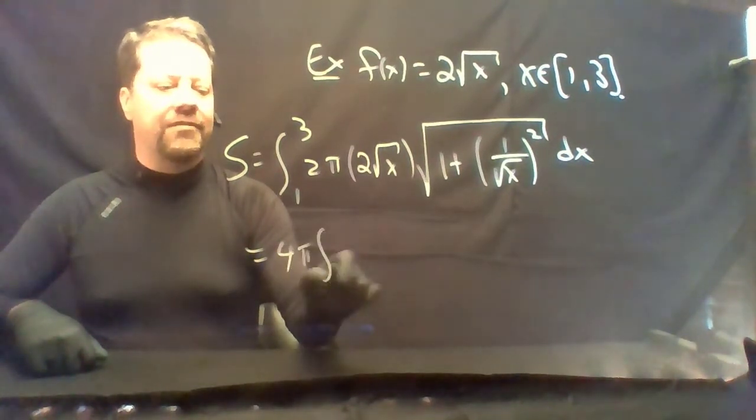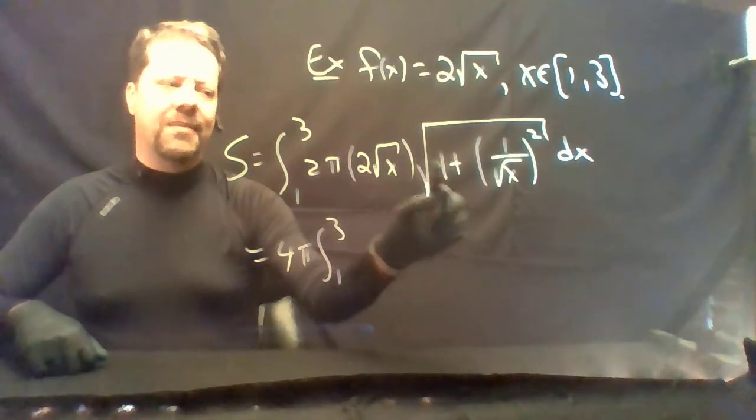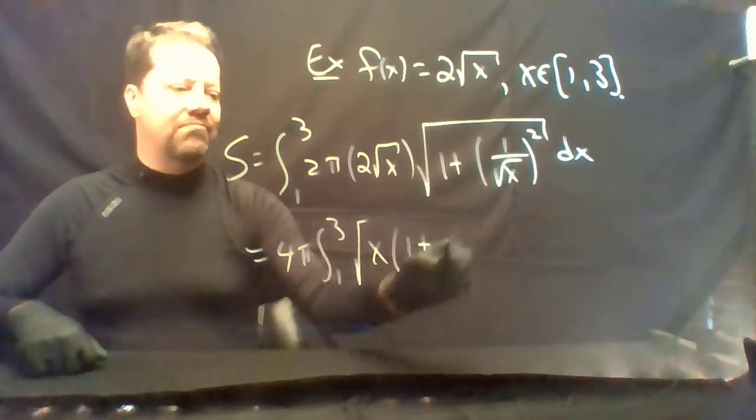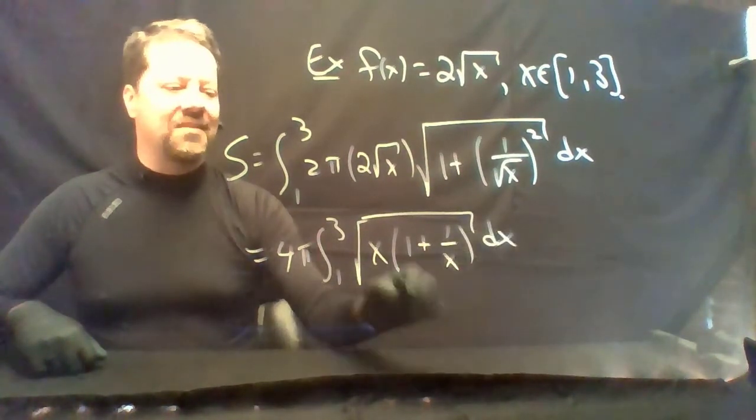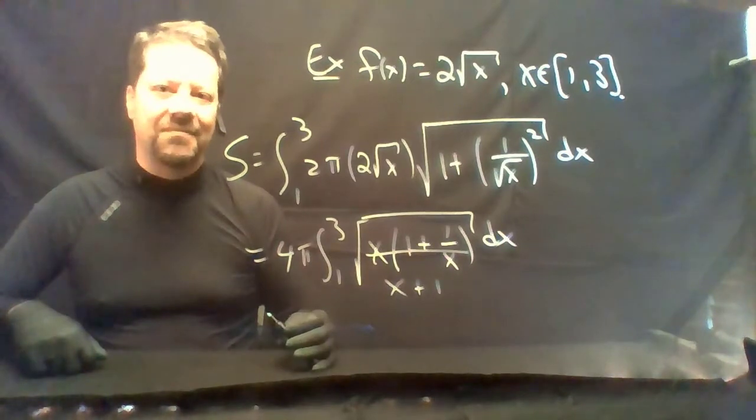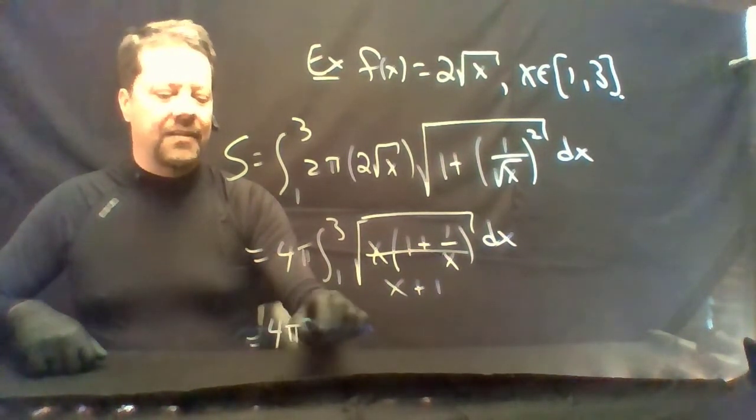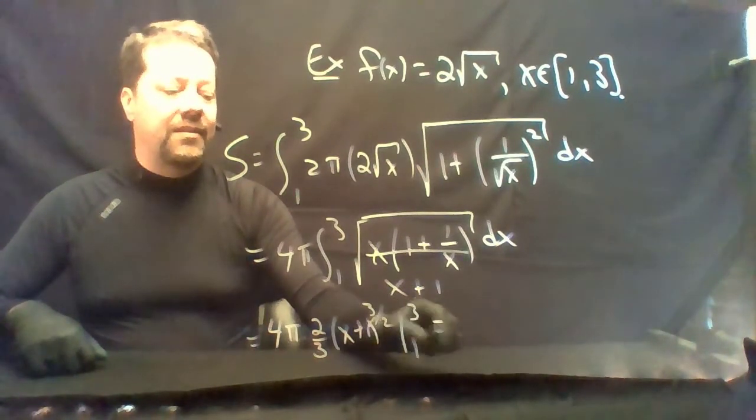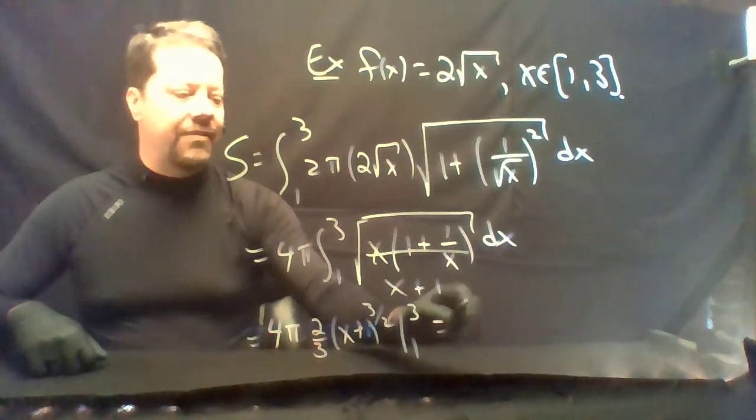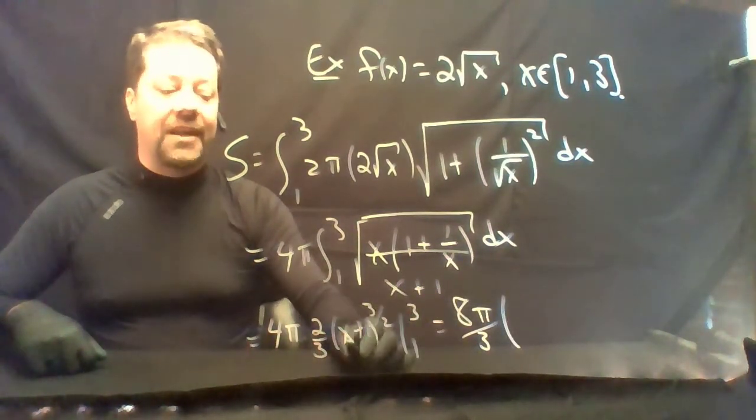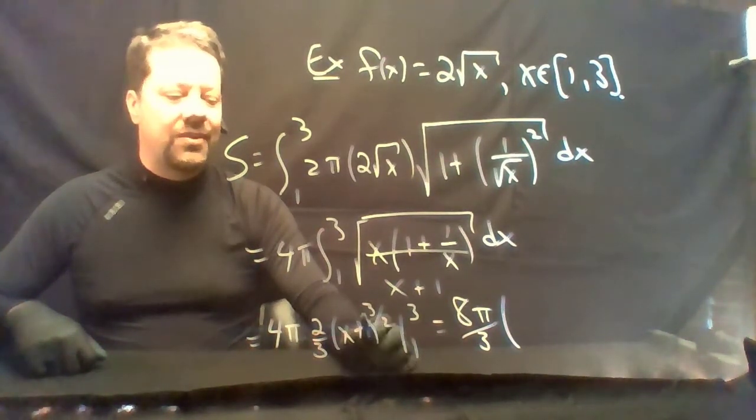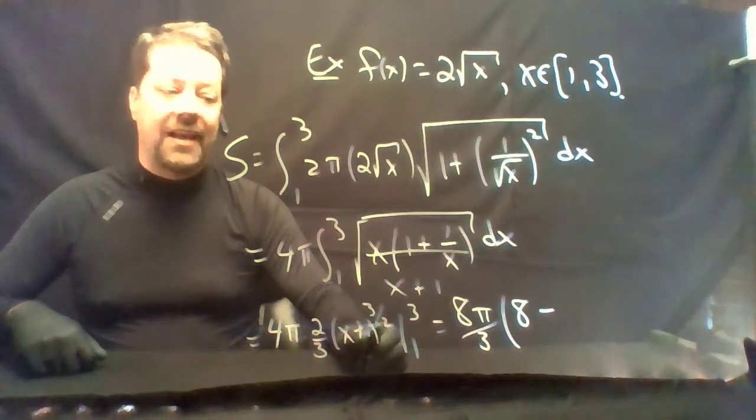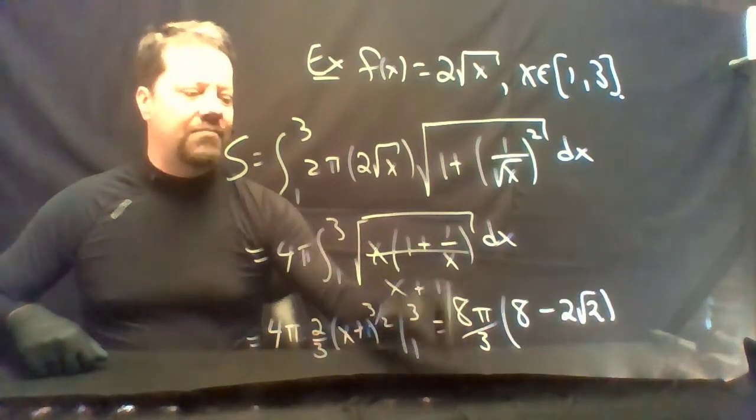We'll have 4 pi, the integral from 1 to 3, times the square root of x. The square root of x can be brought in as x times 1 plus, here we have 1 over x, dx. We'll end up with x plus 1 under the radical. We'll have 4 pi times 2/3 x plus 1 to the 3 halves evaluated from 1 to 3. That gives us 8 pi over 3. Plugging in 3 plus 1 is 4. Take the square root first. 2 cubed is 8. When we plug in 1, we're going to get 2 to the 3 halves. That's 2 root 2. And let's just leave it.